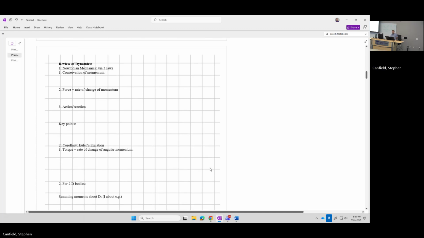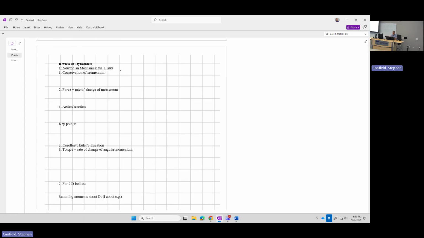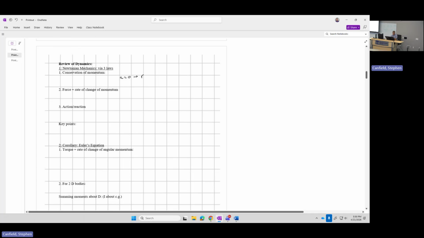Okay, a few things here. A little review of dynamics. So Newton with 3 laws. The first one I say is conservation of momentum. So a body at rest stays at rest. So if acceleration is 0, then the force equals 0.